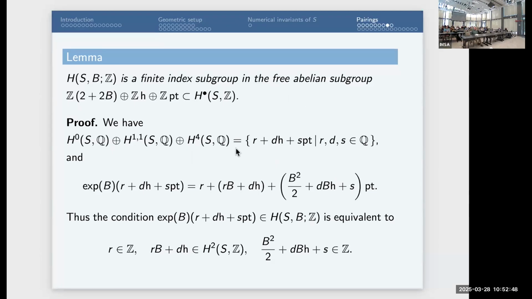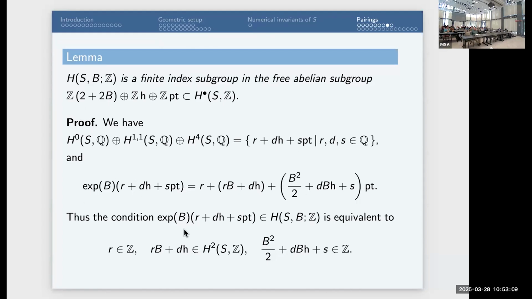And then the fact that R and DH at times point. So R again is a priori rational. Now if I X to that, you get some combination. And I want to work out the condition for this thing to be integral.